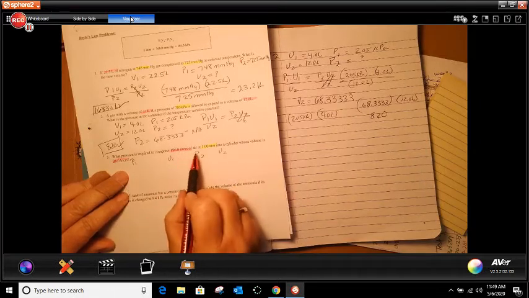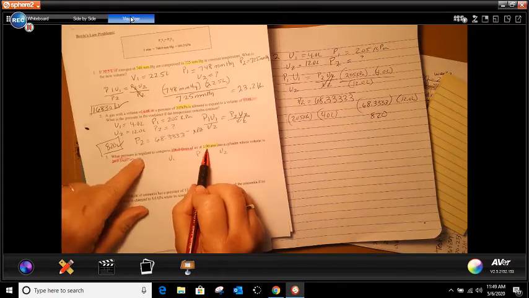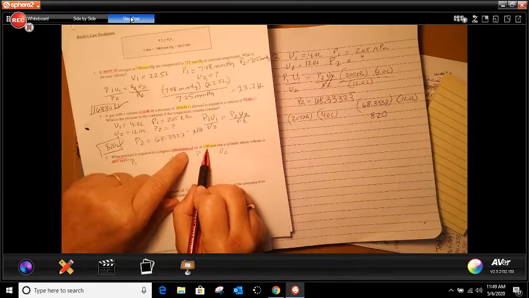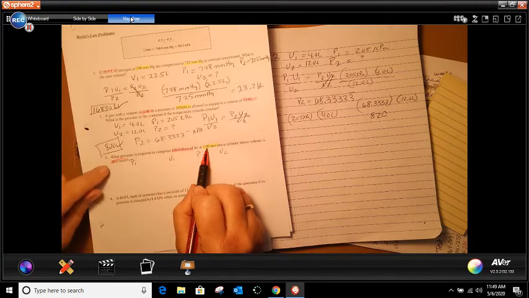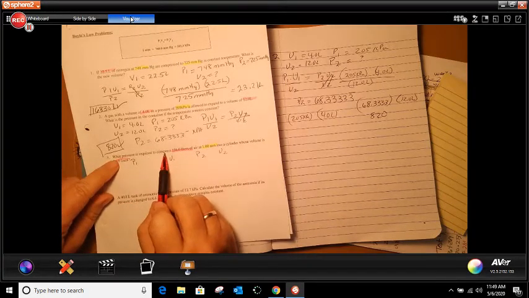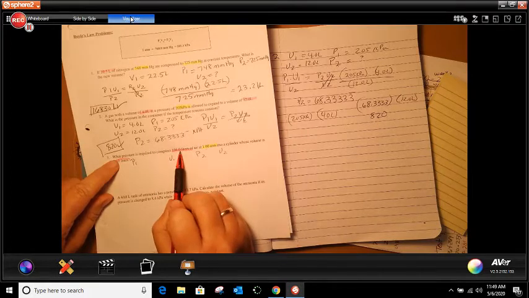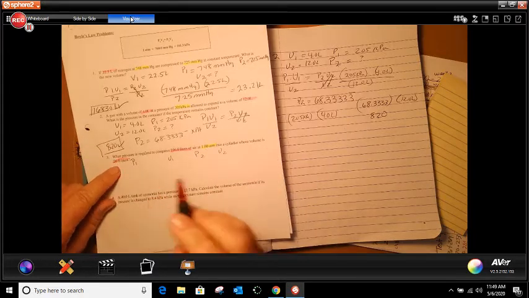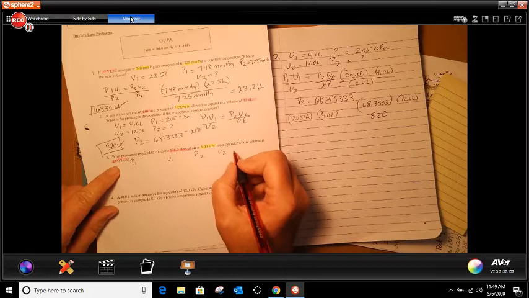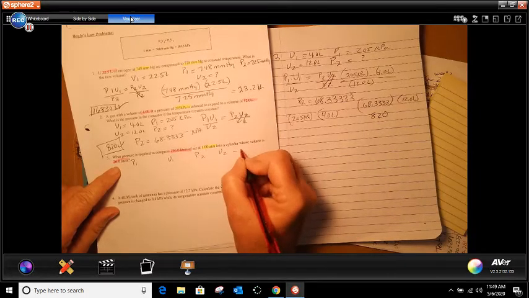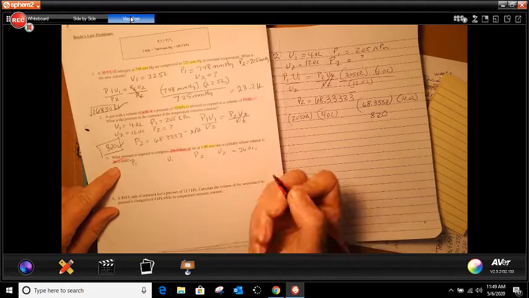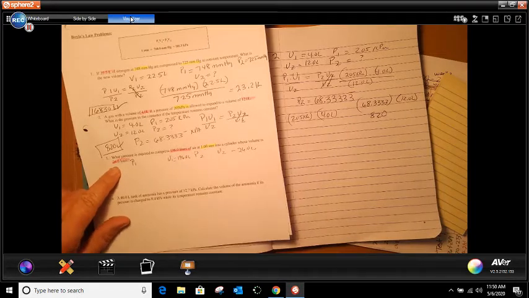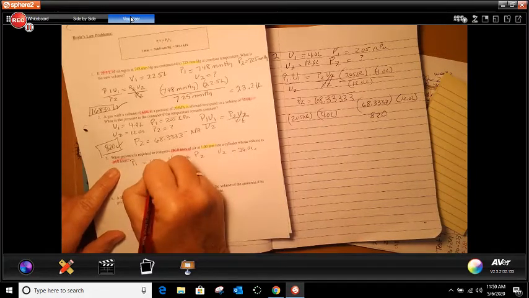So if I'm looking at pressure first, the only pressure that I have is right here. But it says what pressure is required to compress. So then I am looking at air. I'm looking for what pressure is required to compress 196 liters of air at 1 atm into a cylinder whose volume is 26 liters. So I know that my second volume is 26.0 liters, my first volume is 196 liters, and my first pressure is 1 atm.